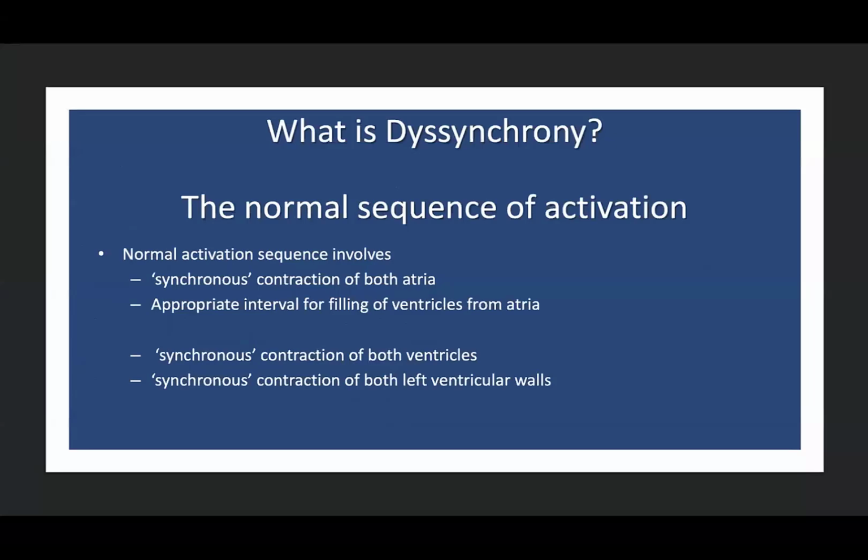Now, going back to my first point, what is a paradigm for CRT? Well, to understand CRT, you need to understand that large, weak ventricles with left bundle branch block morphology are often desynchronous. There's a problem in the normal sequence of activation, and there are two things. The first one is that the synchronous contraction of both atria with an appropriate interval for filling of the ventricles from the atria is missing. And the second one is that the synchronous contraction of both ventricles and of both left ventricular walls is missing.